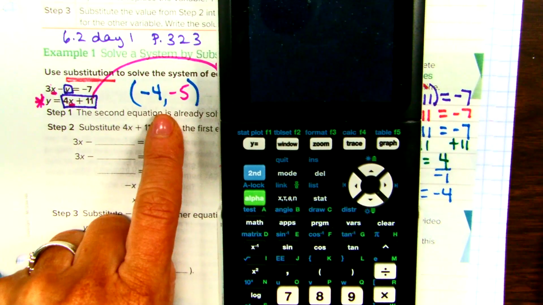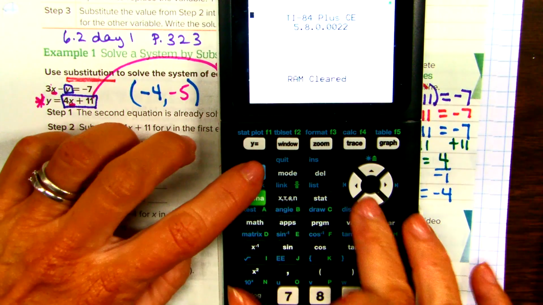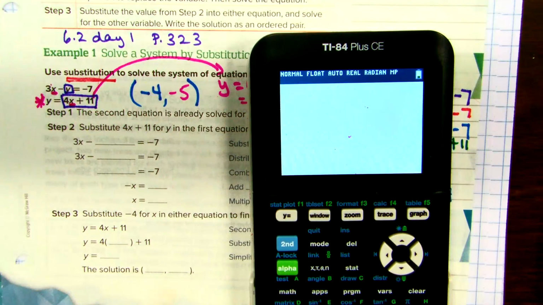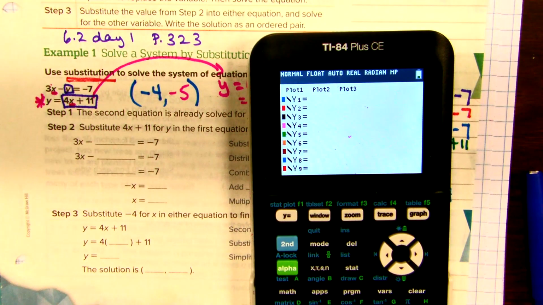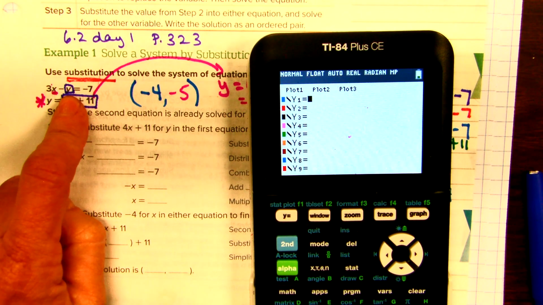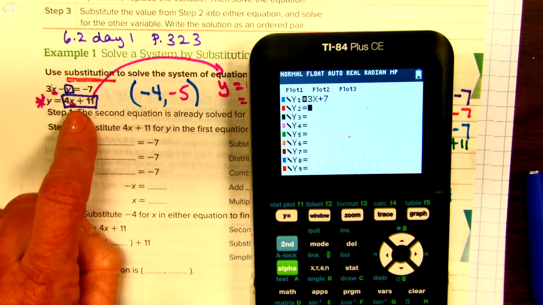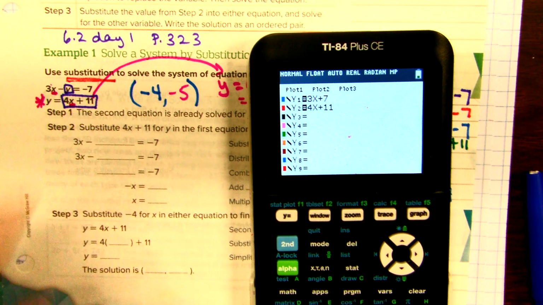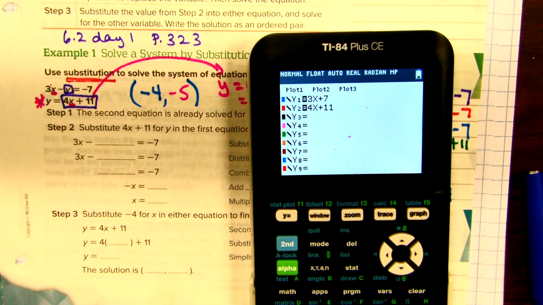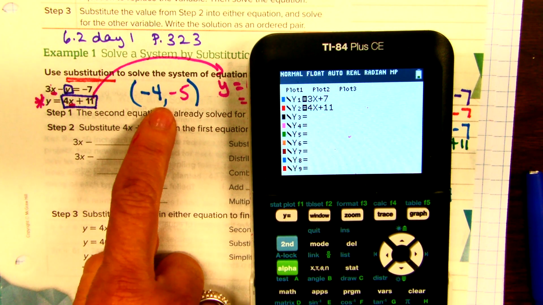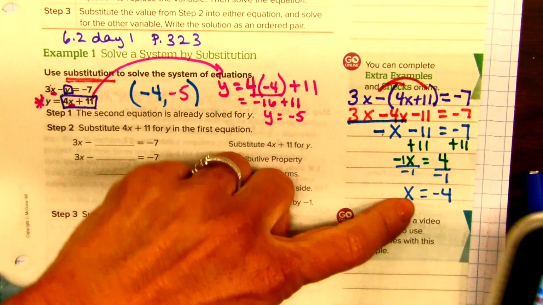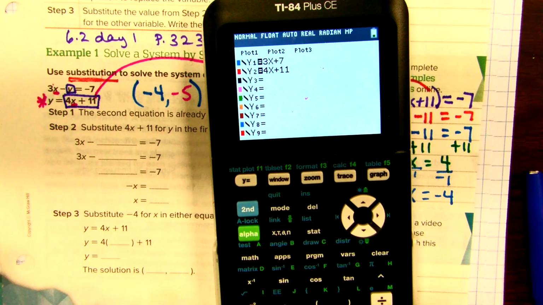Let me show you something on my graphing calculator. I want to prove to you that if I put these both in slope-intercept form, and I did it beforehand, I took that first equation and put it in slope-intercept form. You don't need to do that. You just sit back and watch. So just like you did yesterday, you put it in slope-intercept form. When you do that, that equation would have been 3x plus 7. This one's already in slope-intercept. That's 4x plus 11. You're going to see that when I graph these, they cross at this point. The solution isn't different just because the method is different. It's the same answer to a system.